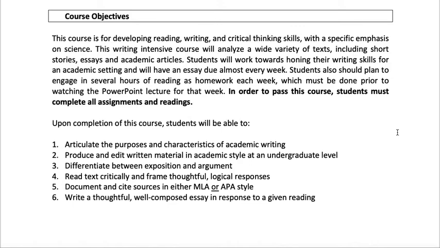So when you're finished in this course, you should be able to do the following 6 things: articulate the purposes and characteristics of academic writing, produce and edit material in an academic style at an undergraduate level, differentiate between exposition and argument, read text critically and frame thoughtful, logical responses, document and cite sources in either MLA or APA style. I go through this in great detail in my other course, and so I'm not going to go through it in great detail here because I don't want the students who are taking both to have to sit through it twice. However, if you need extra help with this, I can send you some reference materials.